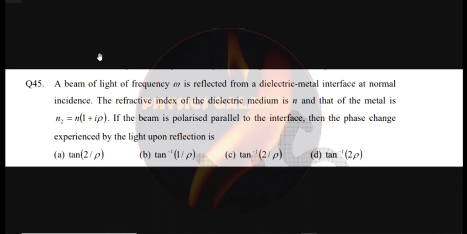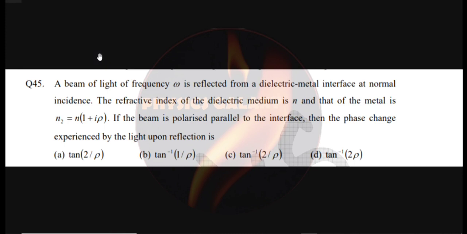The question is: a beam of light of frequency omega is reflected from a dielectric-metal interface at normal incidence. The refractive index of the dielectric medium is n, and that of the metal is given by this complex number n(1 + iρ). If the beam is polarized parallel to the interface, then the phase change experienced by the light upon reflection is?